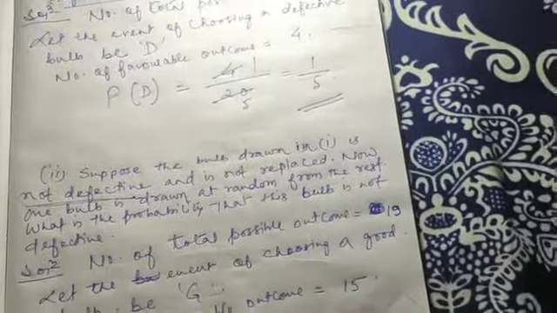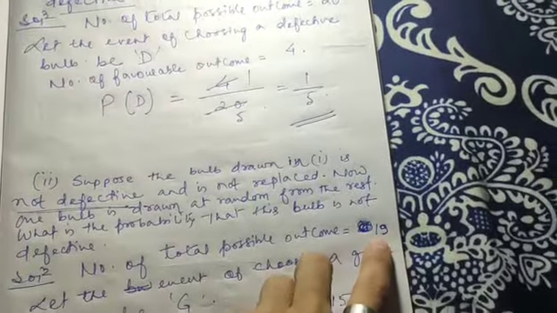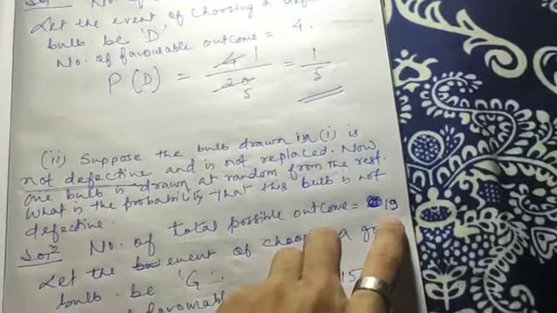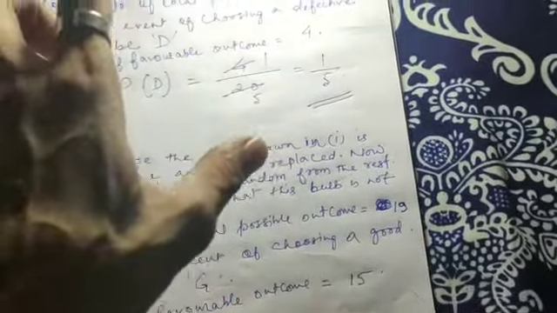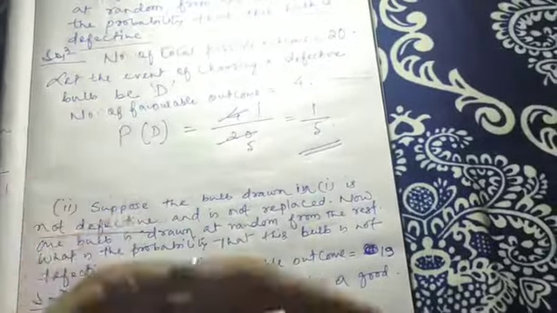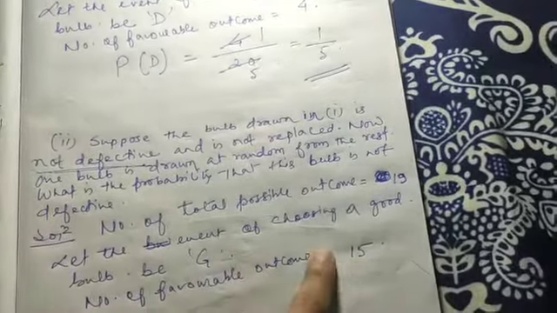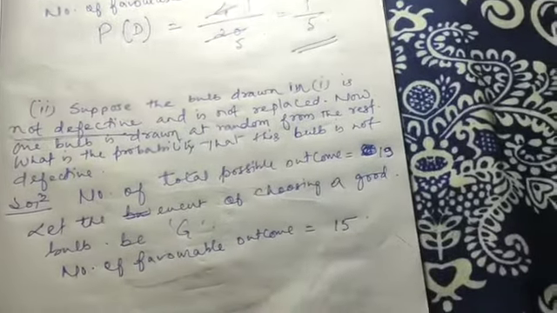So remaining is 19. 1 has been short. Yes or no? Where has it gone? What bulb is short here? A good bulb is short here, right? So a good bulb is short. So 16 good bulbs were there. Out of that, 1 is now gone. So how many good bulbs are there here? 15. So the number of favorable outcomes is 15. I hope it is clear.